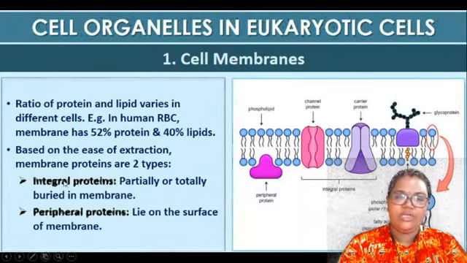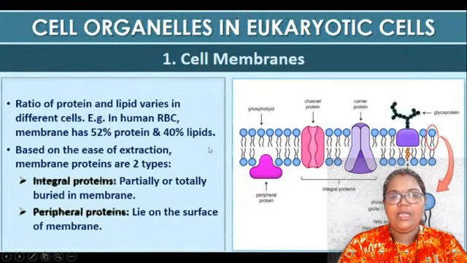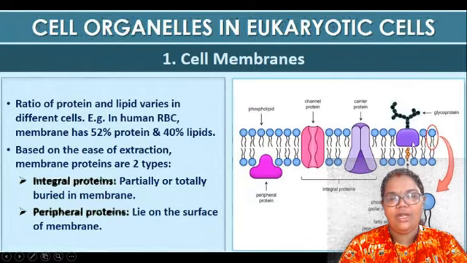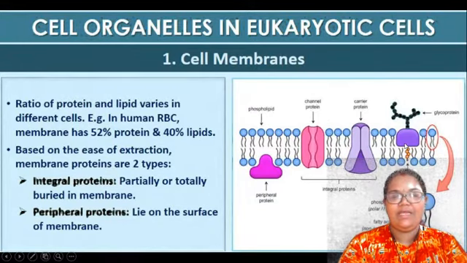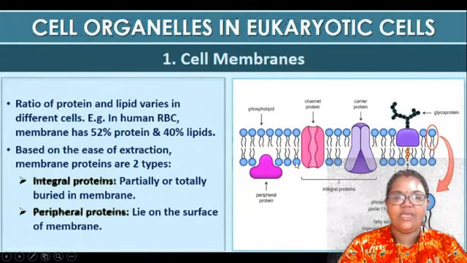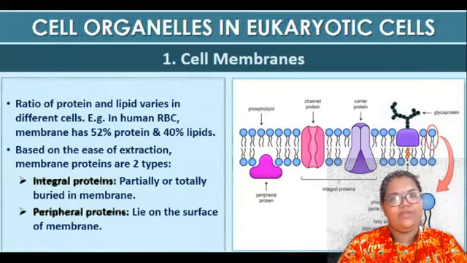I already told you there are two types of proteins, the integral protein and the peripheral protein. Integral means partially or fully immersed in the phospholipid bilayer, then they are called integral proteins. Peripheral proteins are actually outside, attached but outside the membrane. So they are called peripheral proteins.